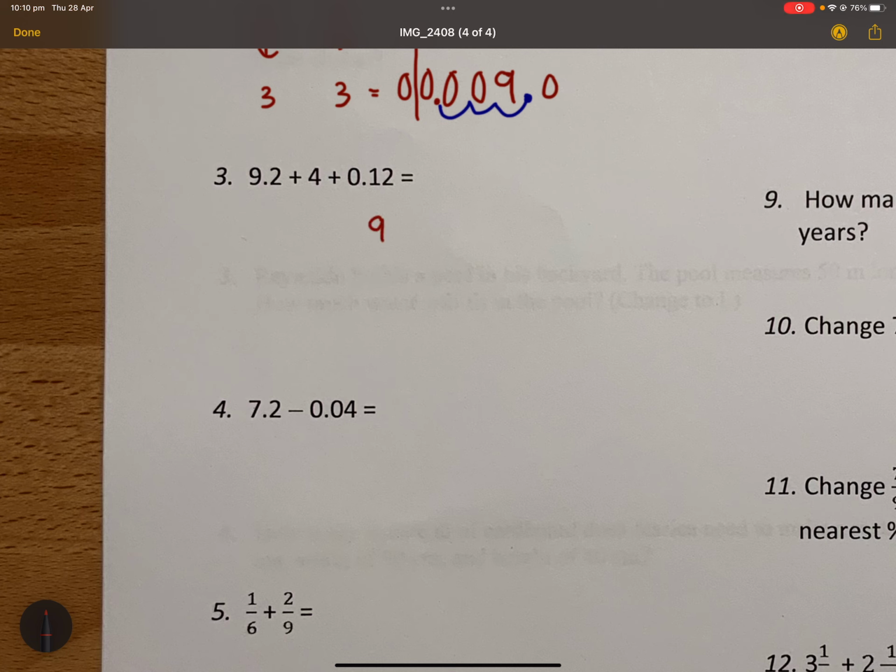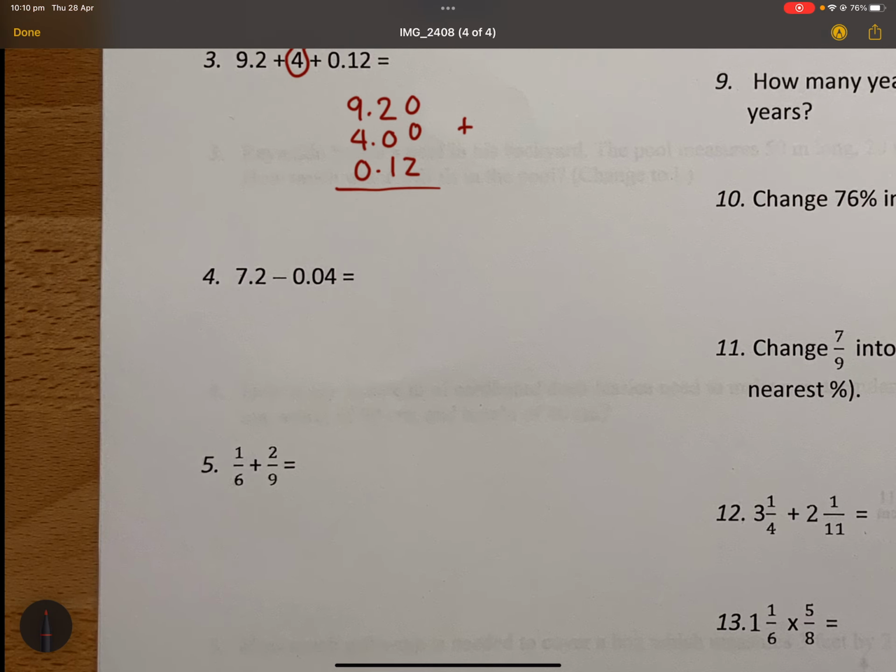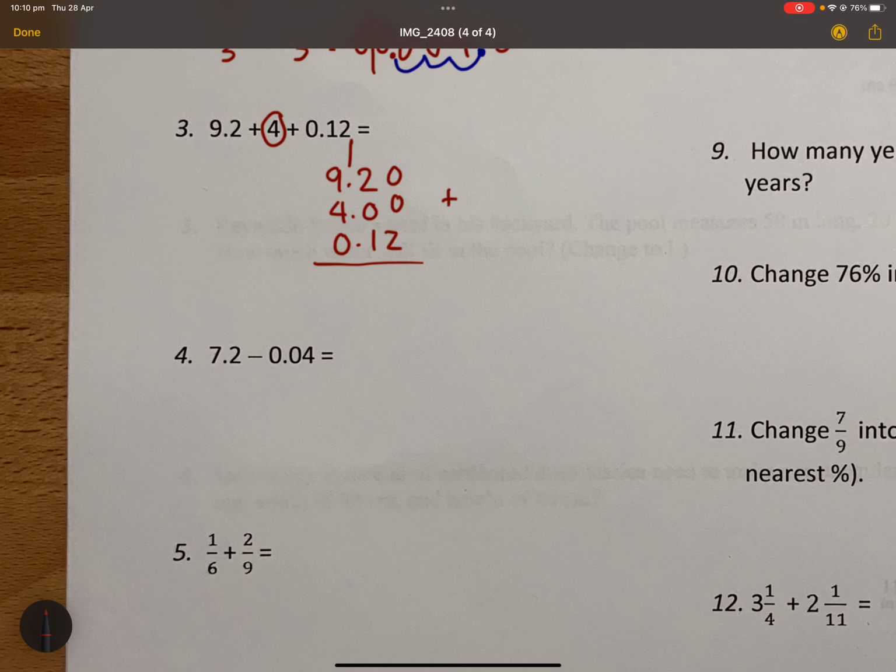9.2 plus the 4. Remember, the 4 is a whole number, so it has to be in the same column as the 9. Okay, so 4.0 and 0.12. See how these ones don't have any numbers in the third column? Just put in some zeros. Add them up, get the answer. So make sure when you add them up that the decimal place is in the right column. It's all lined up.